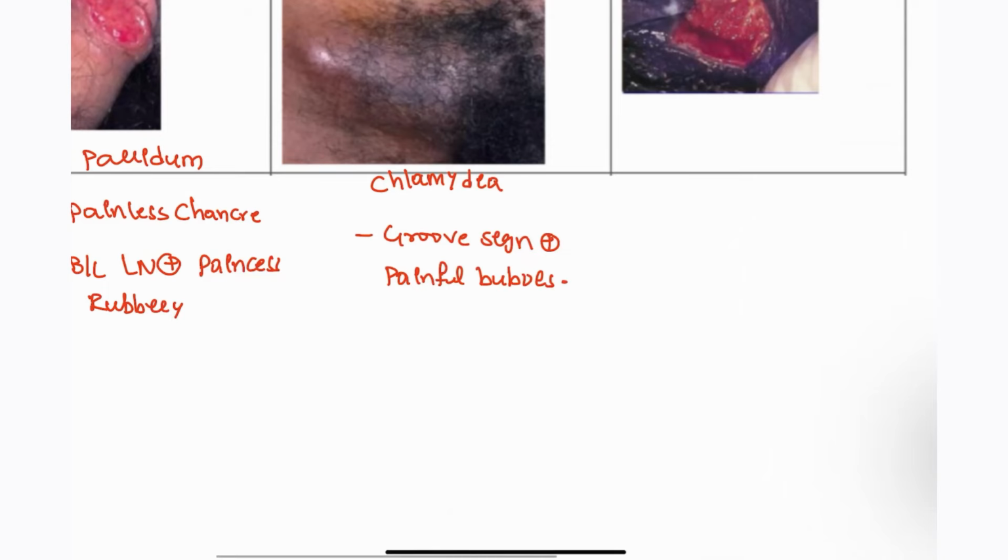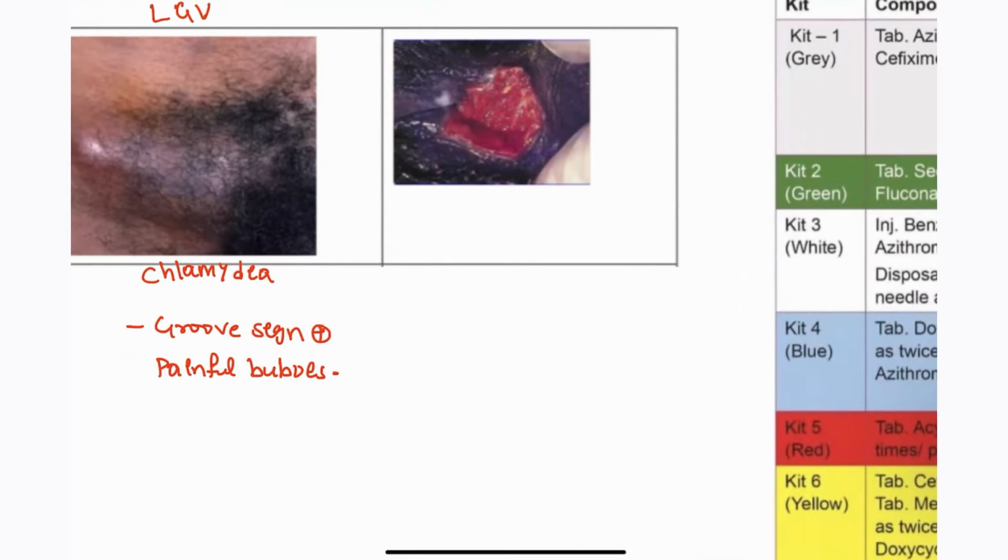Next, coming to the last one, this is the beefy red appearance, and this is known to be caused by Klebsiella. What is this condition, guys? Donovanosis. Klebsiella granulomatis is the common cause, and this is painless. This is a painless condition, and no pseudobuboes will be seen in this patient.